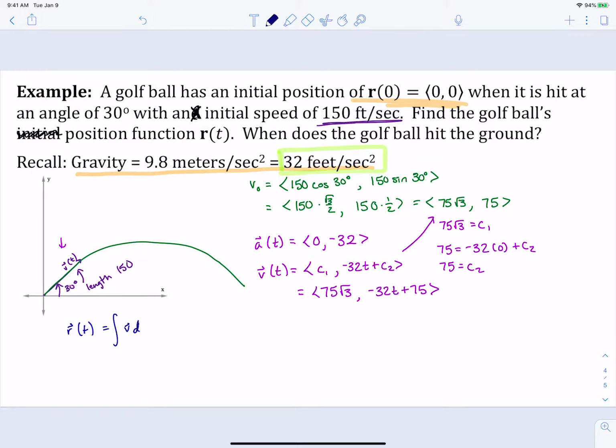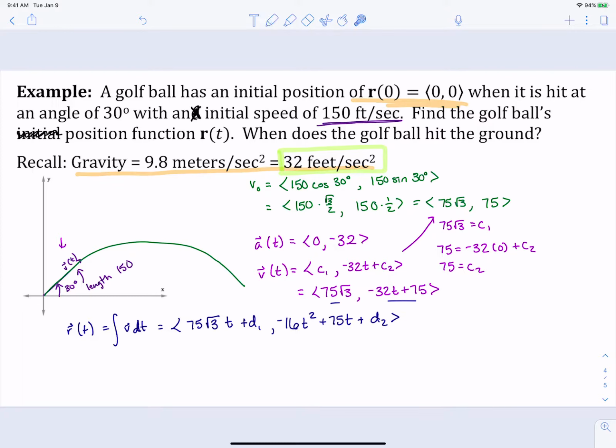Then to get our position function, that's going to be the integral of our velocity function. Taking the integral of each piece, we get 75 times the square root of 3 times t, because that's a constant, so it gets a t. And then negative 32 over 2 t squared plus 75. Oh, I did leave something out. Hopefully you noticed this. Let me get my eraser. I forgot my constant term. That's extremely important. So we've got a constant there, and negative 32 over 2 is 16: negative 16t squared plus 75t plus, again, another constant.